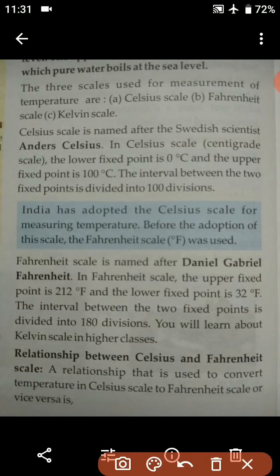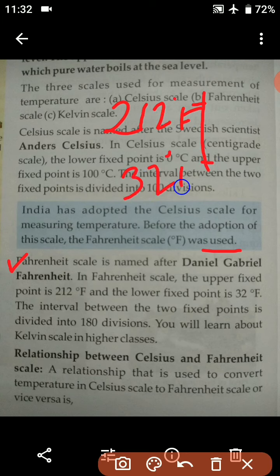So students, the Fahrenheit scale is named after Daniel Gabriel Fahrenheit, the scientist, okay. In the Fahrenheit scale, suppose this is a Fahrenheit scale, just for example, the upper fixed point will be 212 degrees Fahrenheit, and the lower fixed point will be 32 degrees Fahrenheit. Alright, and the interval between the fixed points is divided into 180 divisions.